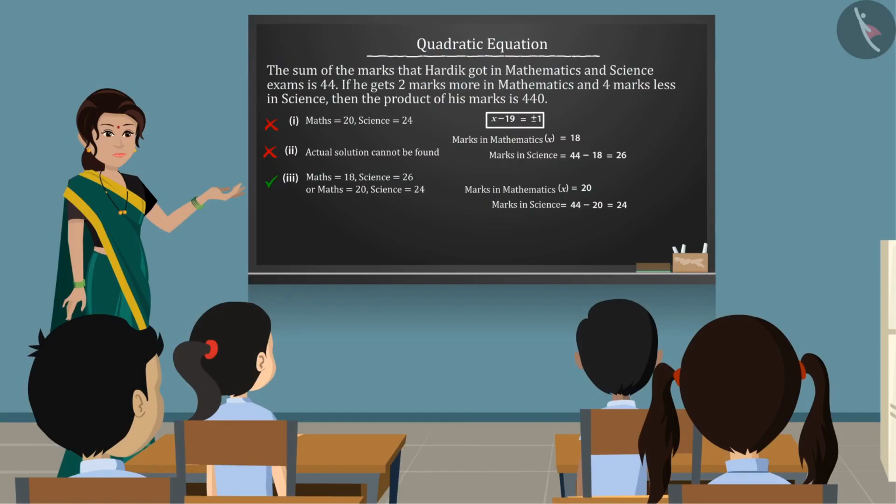So hopefully you must have understood why the third option is right in this example and why the other options are wrong. Teachers can also test the understanding of students in the class with the help of some such examples.